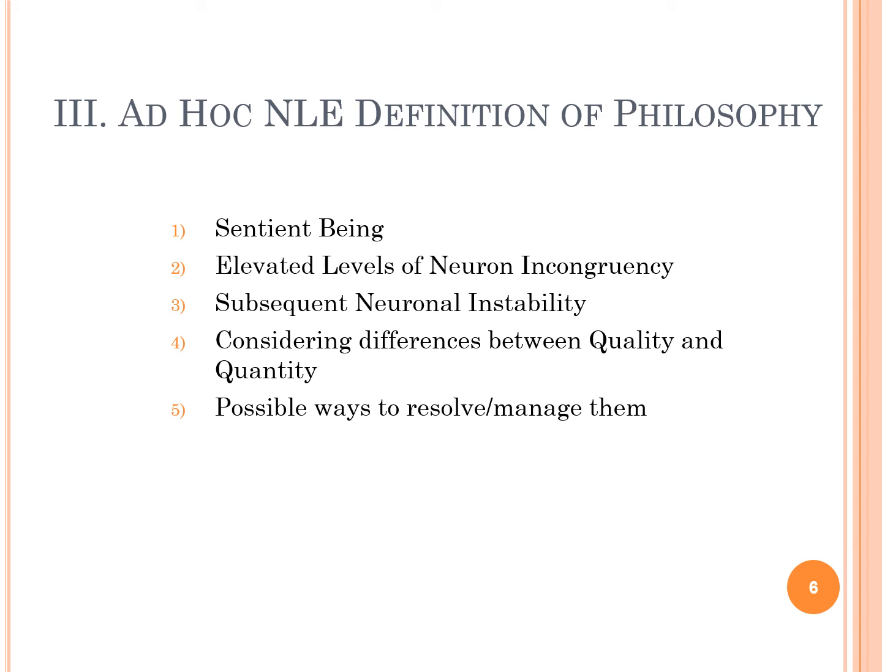Then we also have considering differences between quality and quantity, and I'll show the definition very quickly of what quality and quantity are, more so than I just mentioned. And then finally, possible ways to resolve, manage them. And these are going to be the philosophical systems, that they're aware that there is going to be some incongruency between quality and quantity. And then the philosopher, through elevated levels of neuronal incongruency, tries to resolve, manage that which is in conflict.